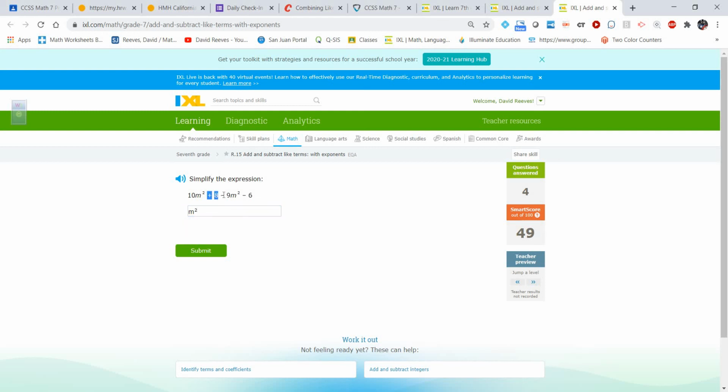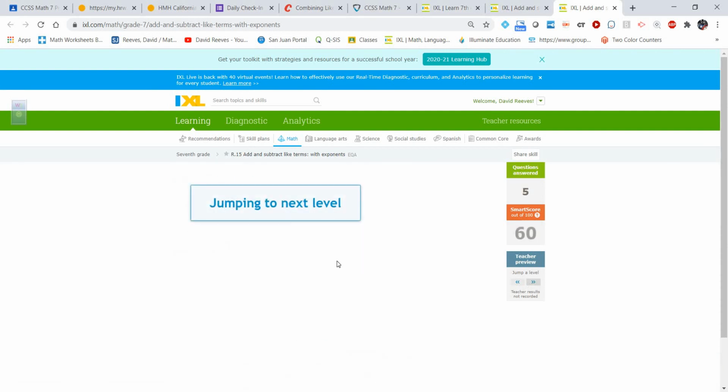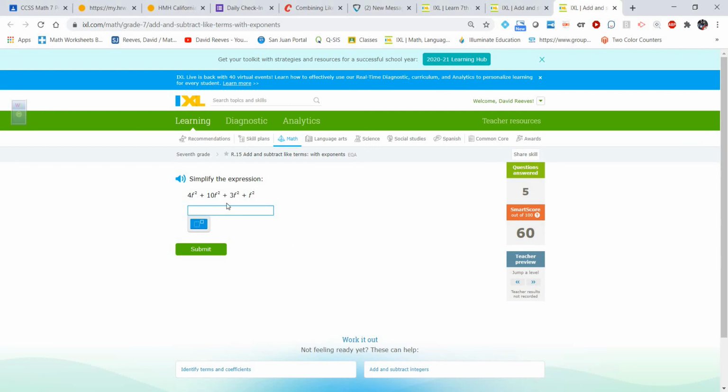And then what do I have? I have the plus 8 and the minus 6. All right? Well, what is a positive 8 minus 6? That's a positive 2 or plus 2. Look at that. All right, let's skip up to the next level.